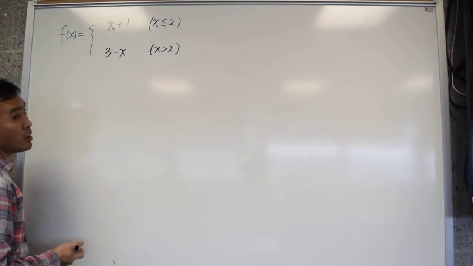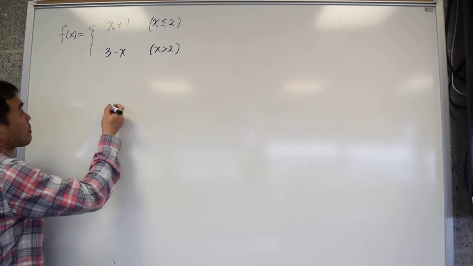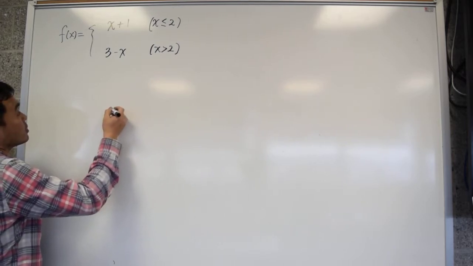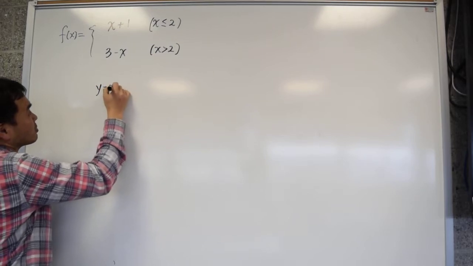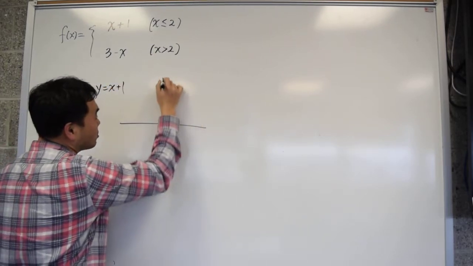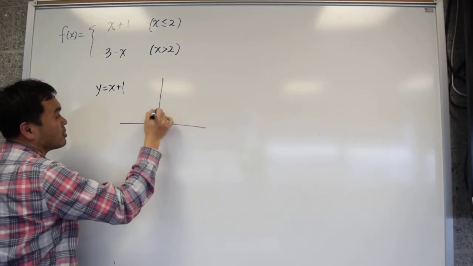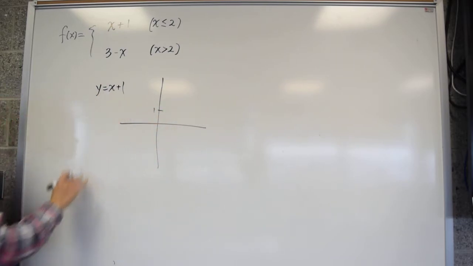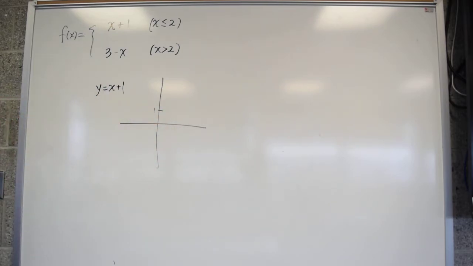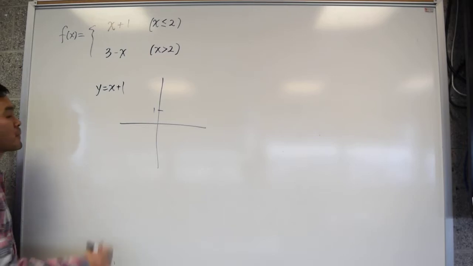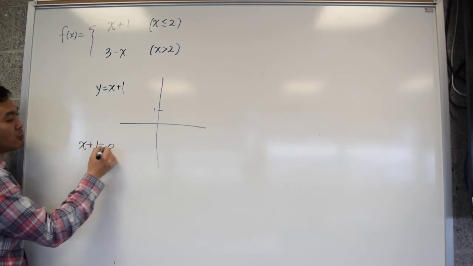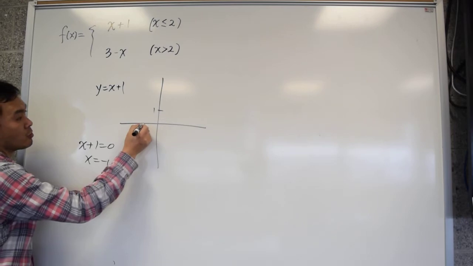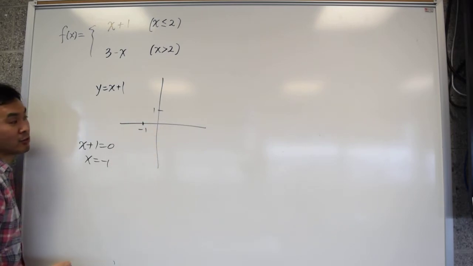Let's try to see how to draw the graph of this function. So first of all, y equals x plus 1, that's a simple graph to draw. Y equals x plus 1 has 1 as its y-intercept. What's the x-intercept of y equals x plus 1? Setting x plus 1 equal to 0, you get x equal to negative 1, right? So negative 1 is the x-intercept.